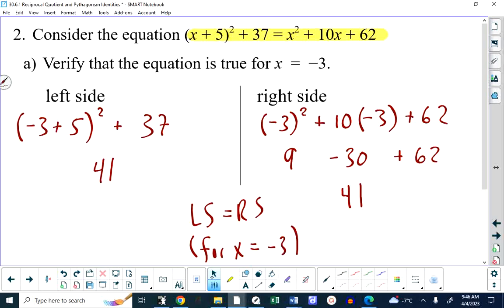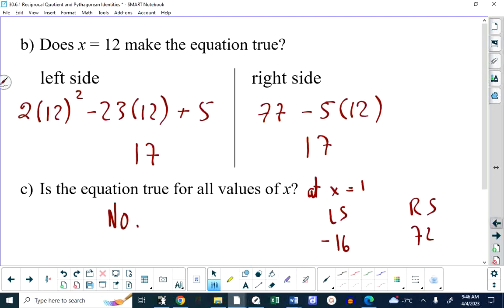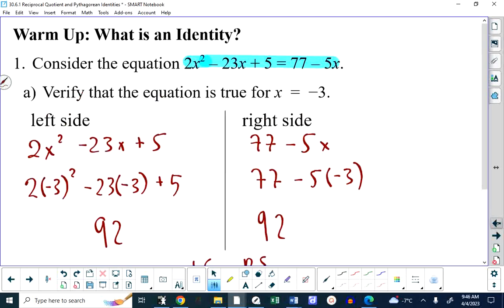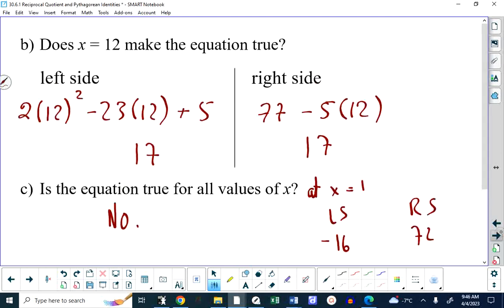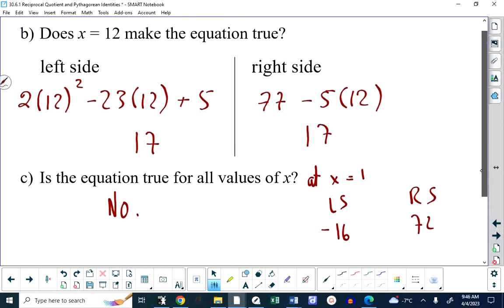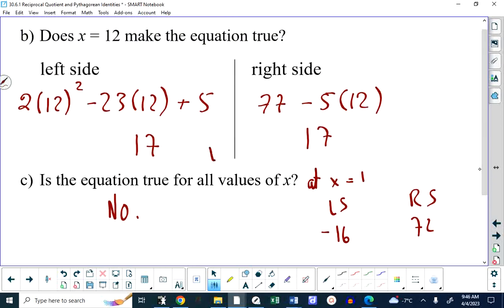And I don't know if you really care. It's not that big of a deal. When I did 1a at the bottom, I put left side equals right side for x equals -3. I never actually did that over here for b. I could put left side equals right side at x equals 12.